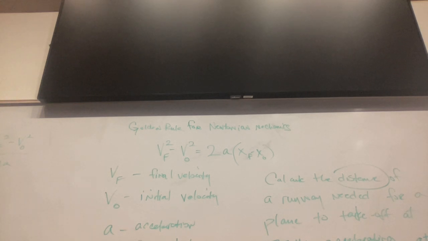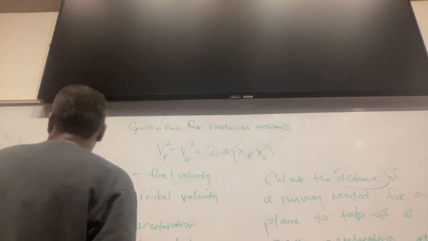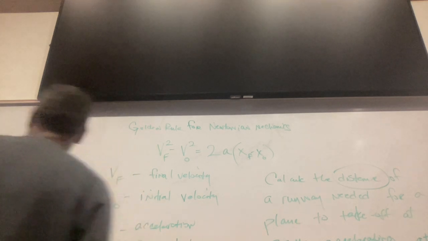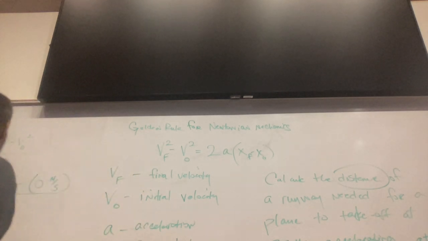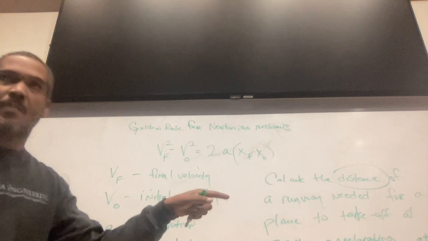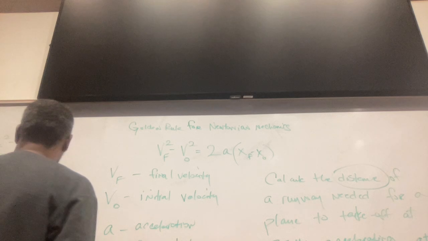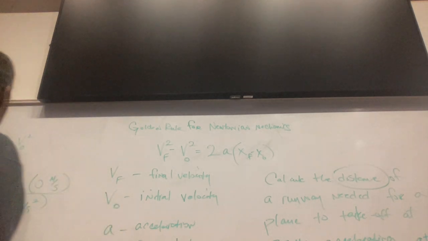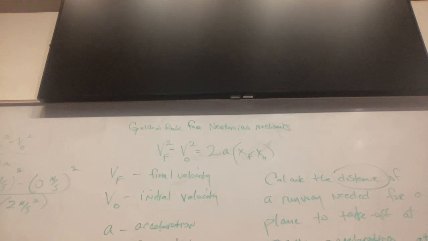All right, so what's my final velocity? 75 meters per second. What is my initial velocity? 0 meters per second, because we started off taxiing on the runway. And then 2 times what? 2 meters per second squared. These are squared, so if we square 75, we get what? 5,625.